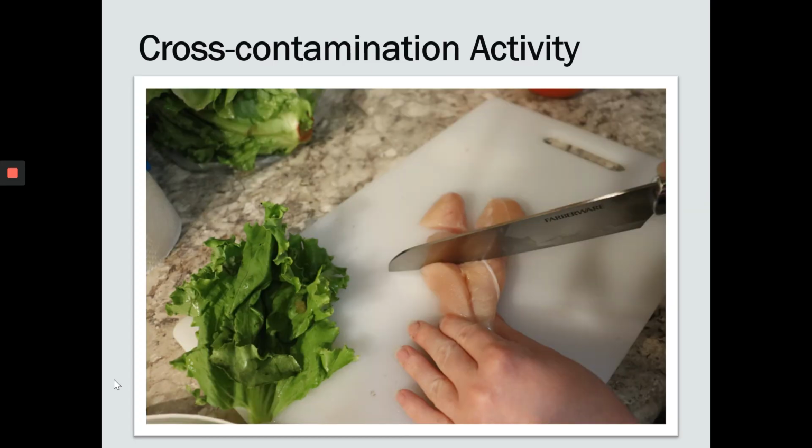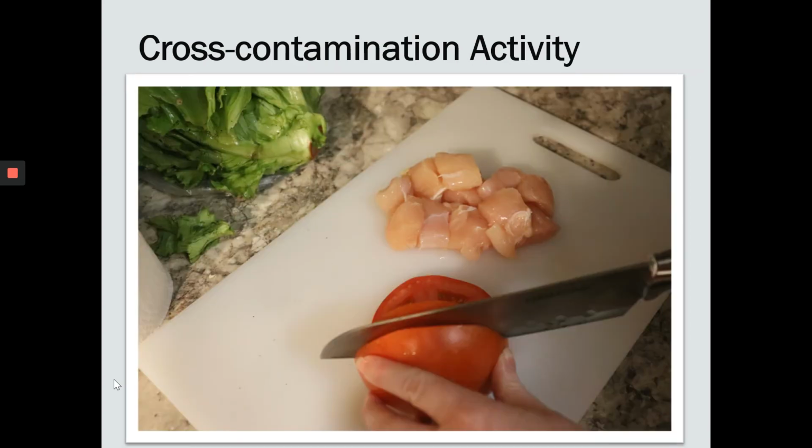What's wrong with this picture? Ready-to-eat produce is on the same cutting board as raw meat. The produce could be contaminated by meat juices. To prevent cross-contamination, separate ready-to-eat foods from raw meat and meat juices. What about this picture? The cutting board and knife that was used to cut the chicken is being used to prepare ready-to-eat vegetables. To prevent cross-contamination, use separate cutting boards and use a clean knife.